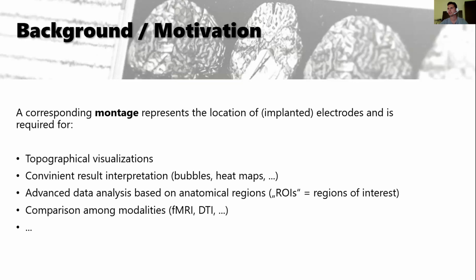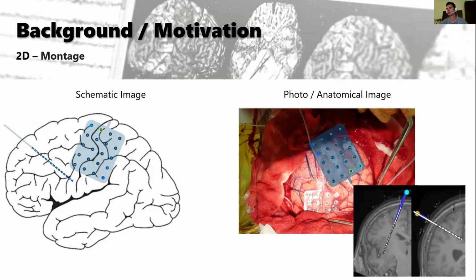So the easiest approach to define a montage is just to use a schematic image. And this is the way it's done in the old cortical version. So you just have a schematic of the brain, and you see the channels arranged, for example, here, one grid and one depth electrode. And it's nice because you know the channel numbering, you know which channels belong to which grid, and you can estimate where the grid is located.